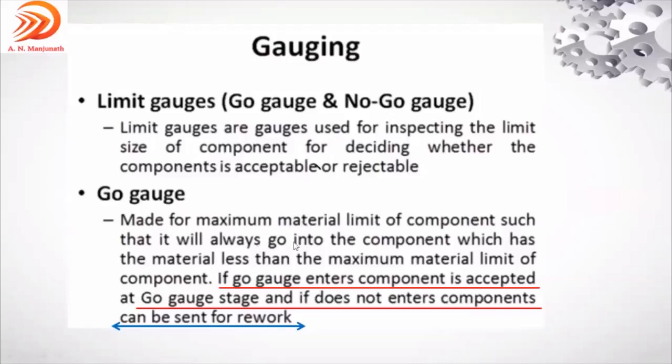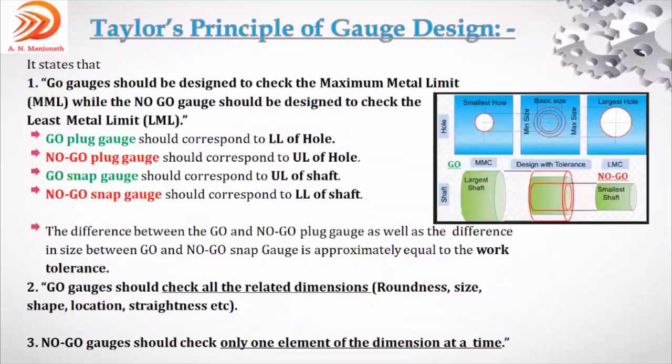It always goes into the component which has a material less than the maximum metal limit of the component. If the go gauge enters the component, it is accepted. And if the no go gauge does not enter the component, it can be sent to the rework. This is the Taylor principle.